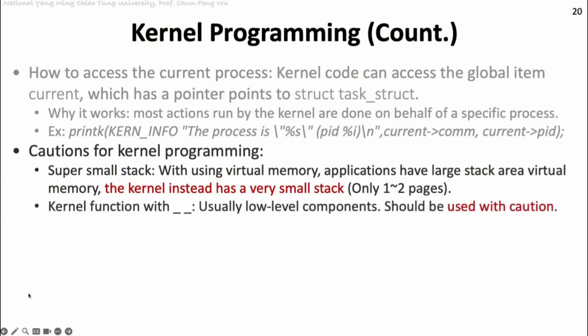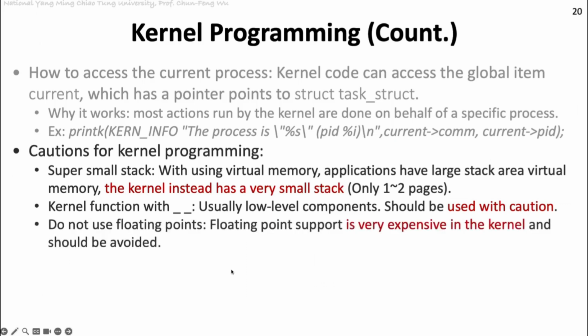The second one: usually in Linux code, kernel functions with a double underscore prefix are low-level components that should be used with caution. In the kernel there are some very low-level things. If you accidentally modify these low-level components, it may make other kernel functions hard to run or even crash. You can think of those as core functions inside the Linux kernel. So when you are doing kernel function programming, think about whether you really need to modify functions with the double underscore prefix.